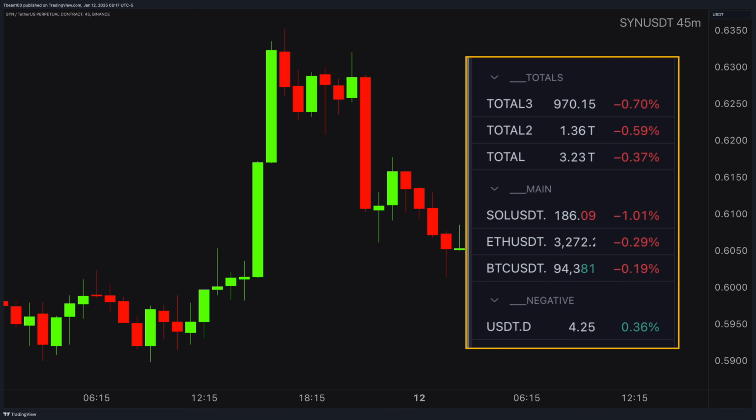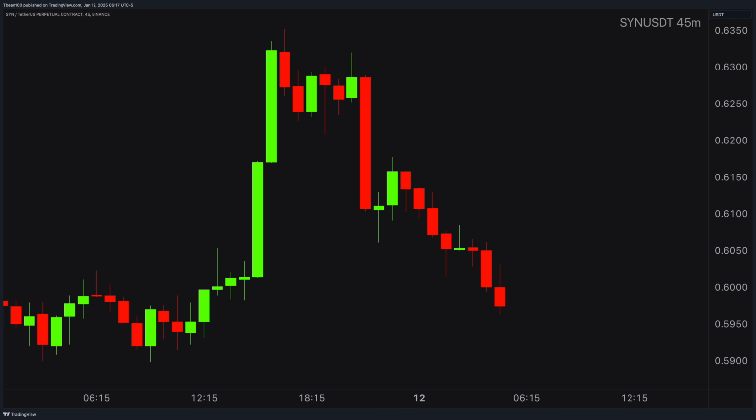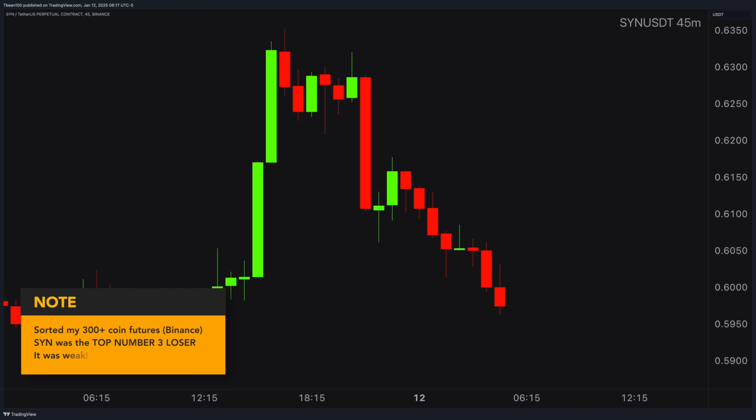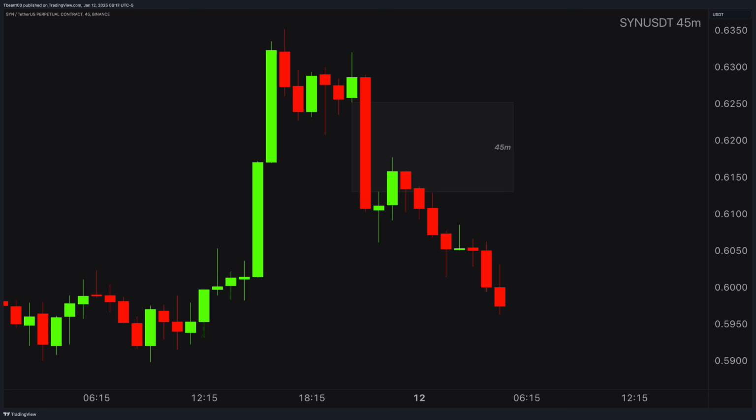Taking short trades was a better idea than long trades. And I found this coin called SYNUSDT. How did I find it? Simple, I just sorted my futures coin list and it was the number 3 top losing coin of the day. But why did I select this coin rather than the number 1 or 2?